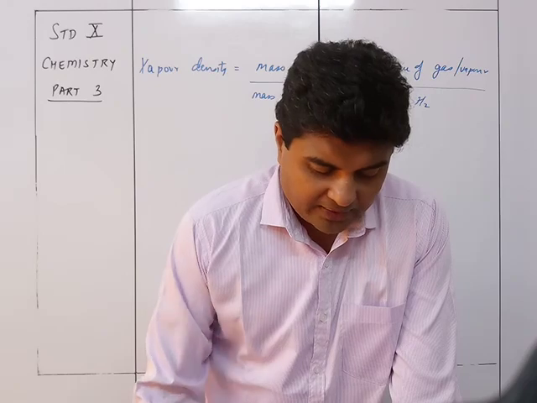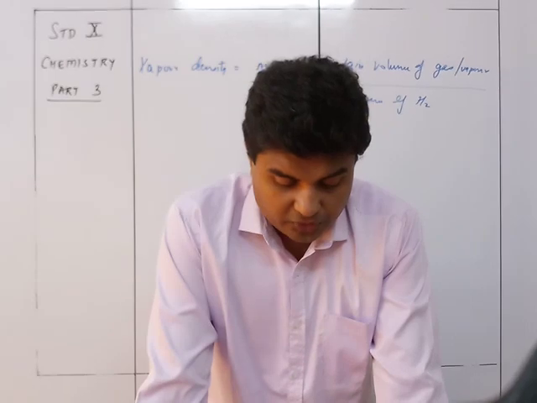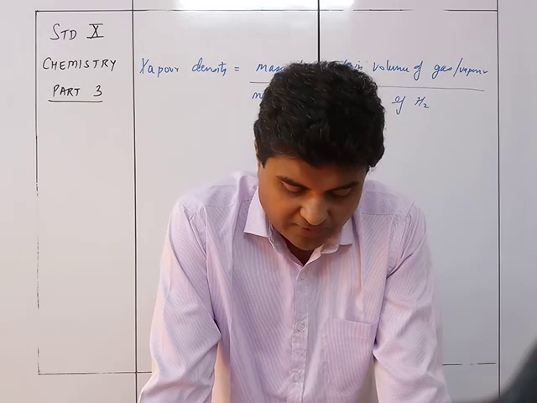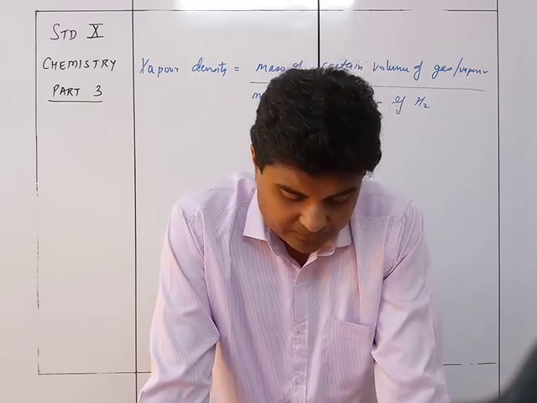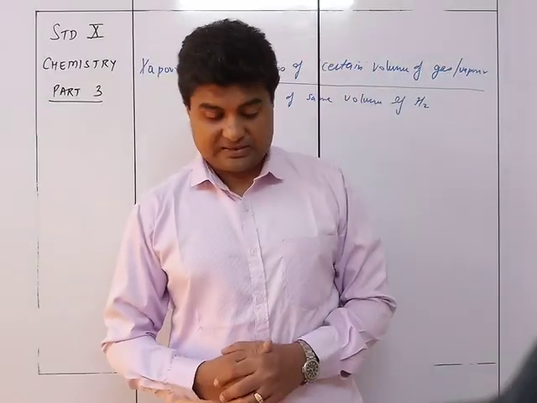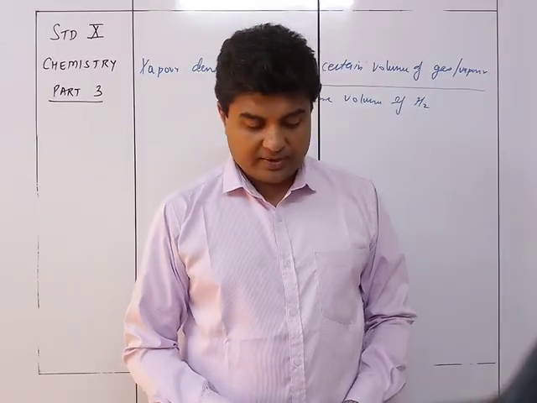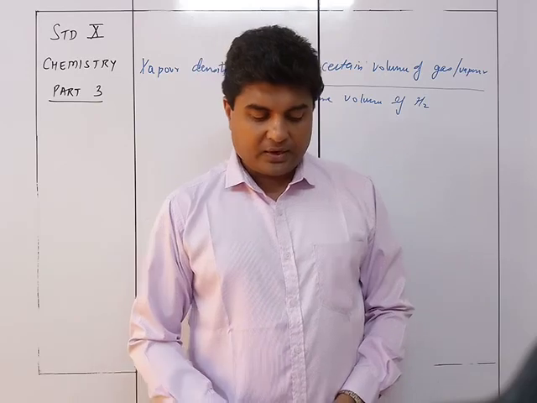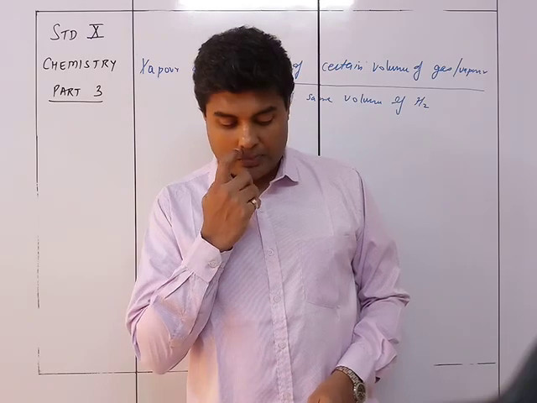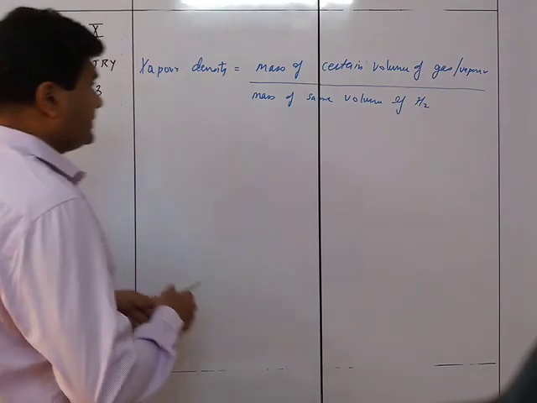So by Avogadro's law, volume at the same temperature and pressure can be substituted by molecules. So we get vapor density is equal to the mass of one molecule of gas upon the mass of one molecule of hydrogen. Therefore, vapor density is the mass of one molecule of gas upon 2 atoms of hydrogen. So when we multiply this, we get that 2 into vapor density is equal to the mass of one volume of gas upon the mass of one volume of hydrogen, which is nothing but the molecular mass. So yeah, we forgot that thing.